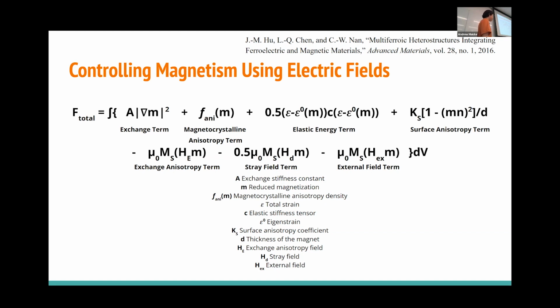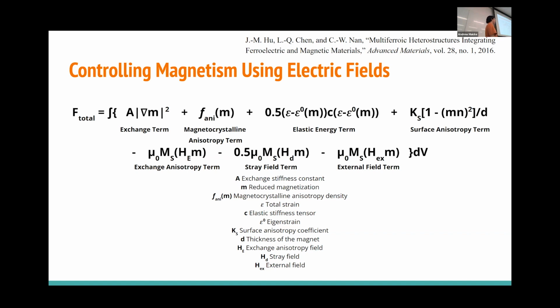So one of the mechanisms that has been discovered recently has to do with the third term, which describes elastic energy. If you look at the third term, epsilon represents the total strain of the system, and epsilon naught represents the eigenstrain, which basically describes the strain caused by the magnetic moments.